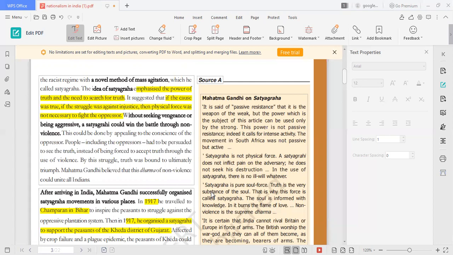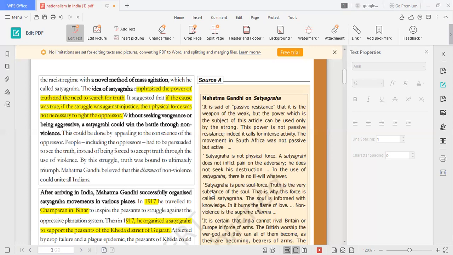He says that if the cause was true, if the struggle was against injustice, physical force is not necessary to fight the oppressor. He may be a rowdy, he may be a powerful person. If on your side there is justice, if you are true, the cause is true, if you are fighting against injustice, I mean, if you are struggling to get your justice, then physical force is not at all necessary.